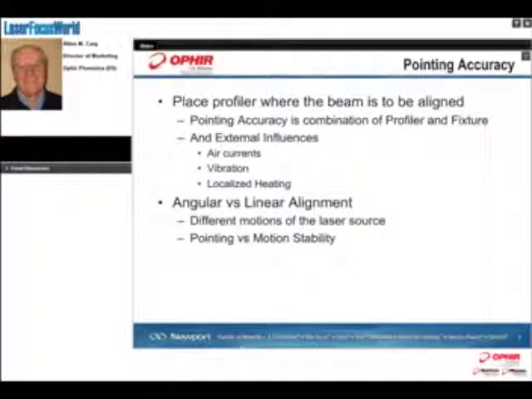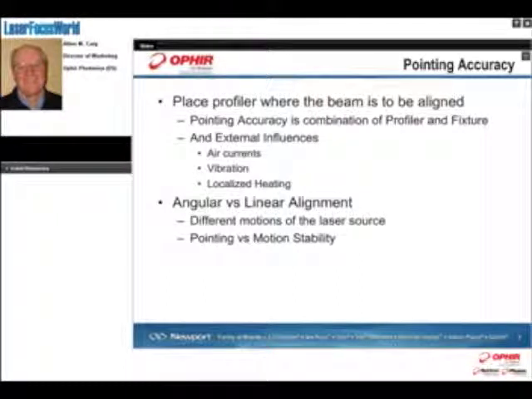So for pointing accuracy, in general, the application is you put the profiler where the beam is to be aligned and align the beam to that profiler, to some point on the profiler, the center of it, or some predetermined position. Now, one of the things to realize with pointing accuracy is you've got several aspects of the pointing that are going to impact how accurately you can measure it. First of all, you have the accuracy of the profiler itself. In the case of a camera or a scanning slit profiler, this accuracy is going to be on the order of sub-micron accuracy within that instrument.